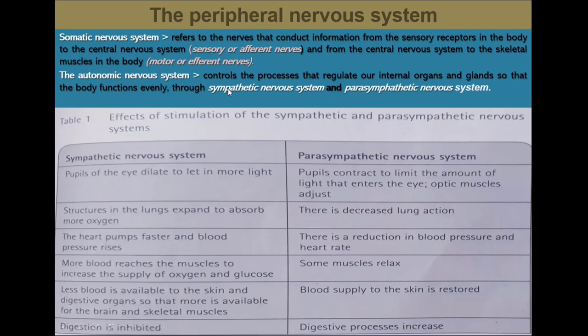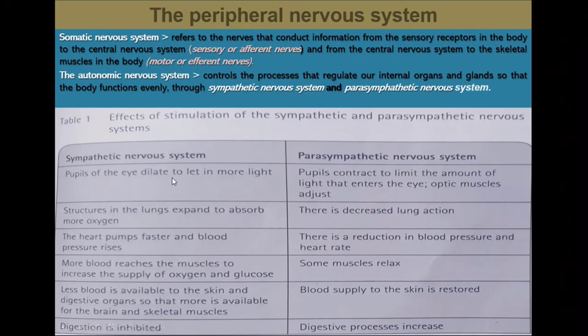They say the body functions evenly through the sympathetic nervous system and parasympathetic nervous system. So let's try to understand the meaning between the two. Table one: effects of stimulation of the sympathetic and parasympathetic nervous system. With the sympathetic nervous system, when you encounter danger, the pupils of your eyes dilate to let in more light.